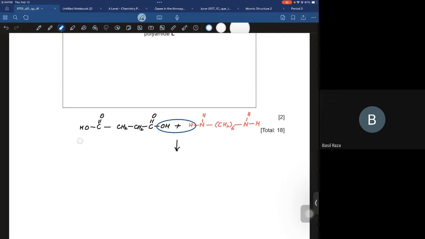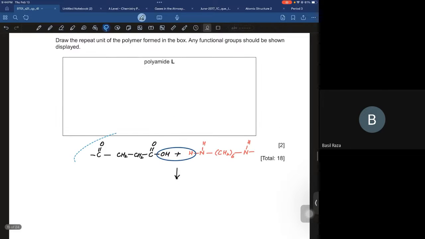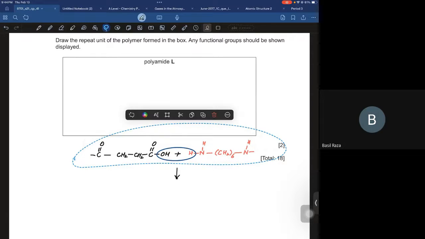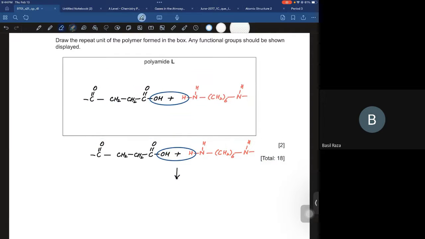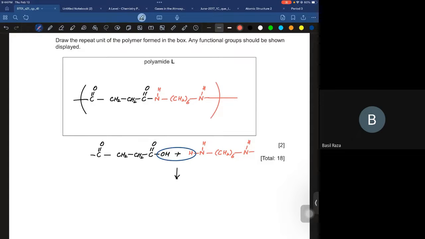कार्बोक्सिलिक एसिड अपना OH रिमूव करता है और NH2 अपना H रिमूव करता है. I am going to copy this as it is. सर मैंने भेज दिया आपको. गुड हो गया. ऐसे किया है. Yes. Okay, so this is your repeat unit.